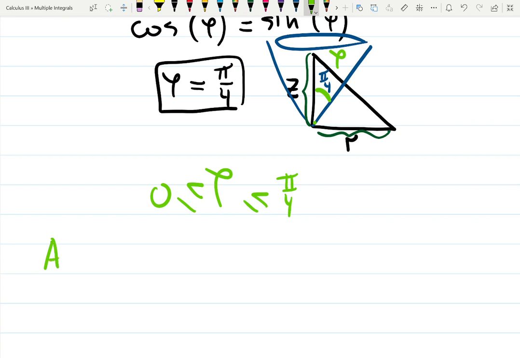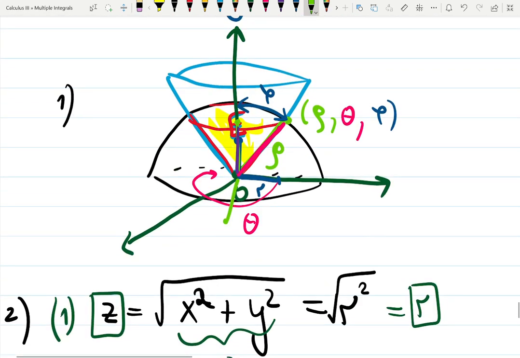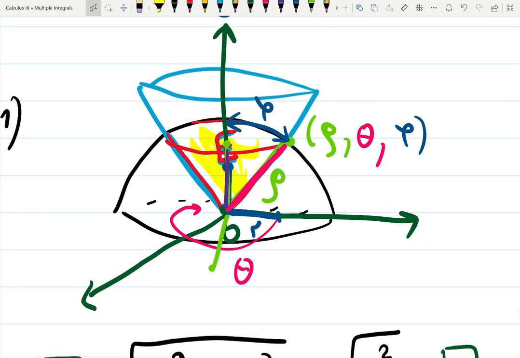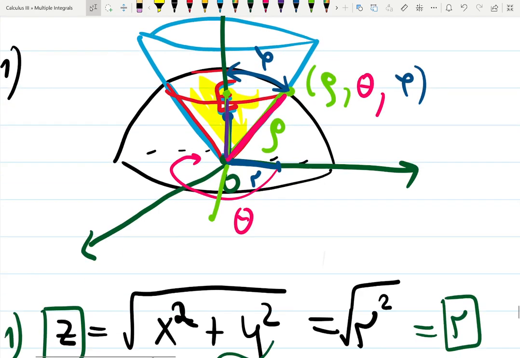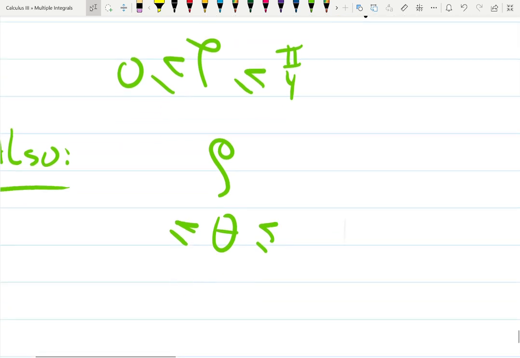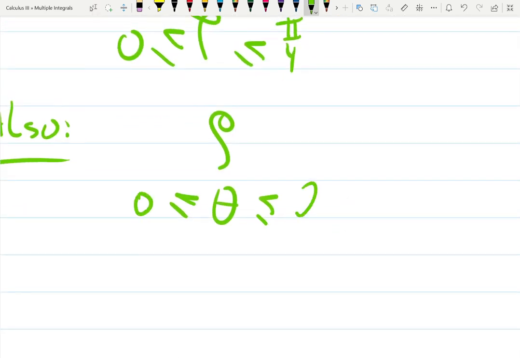Also, let's figure out the other 2, radius rho and theta. Theta is rotation on the floor. Is it full rotation for the cone? Yes. Do you all see? The cone is completed. Since it's full rotation, theta is from 0 to 2 pi.